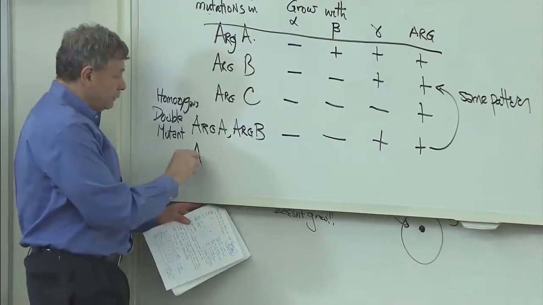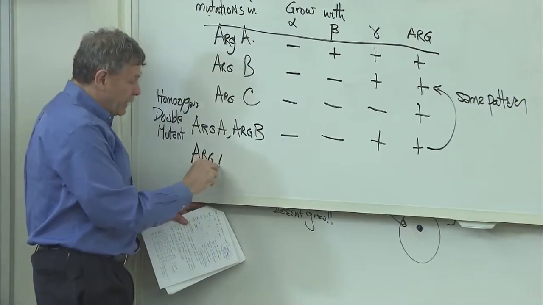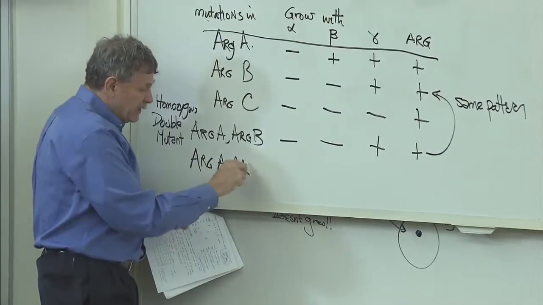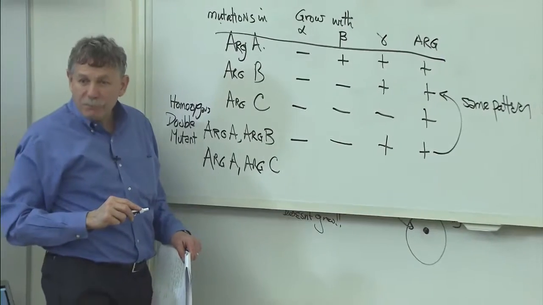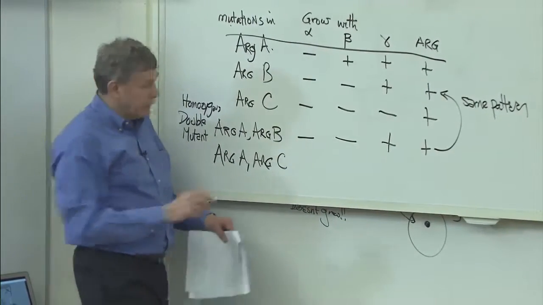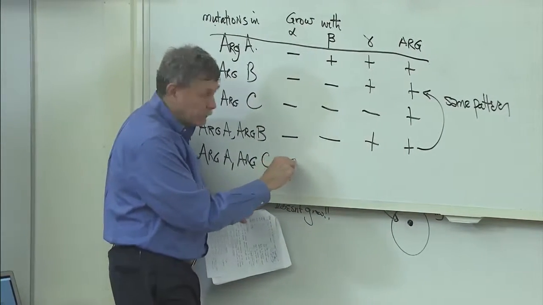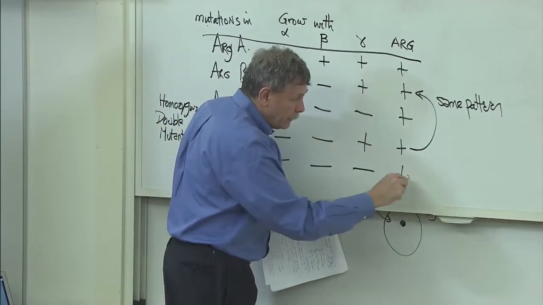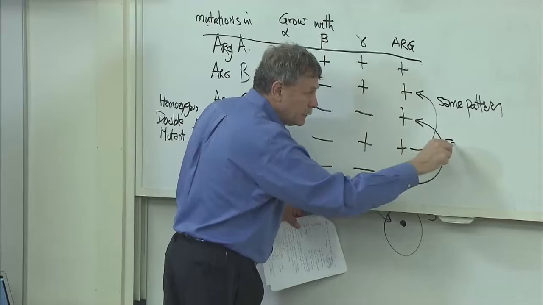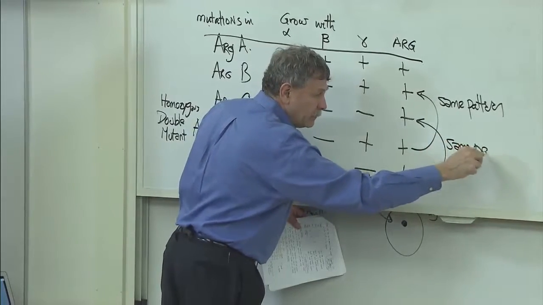Suppose I made an ARG-A, ARG-C homozygous double mutant. Lacks both of those enzymes. Can it grow with alpha? Beta? Gamma? Arginine? Looks the same as ARG-C.